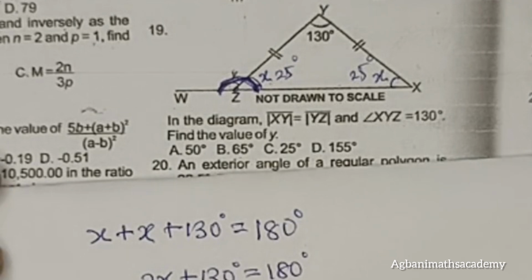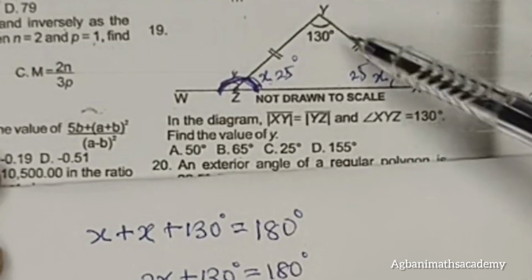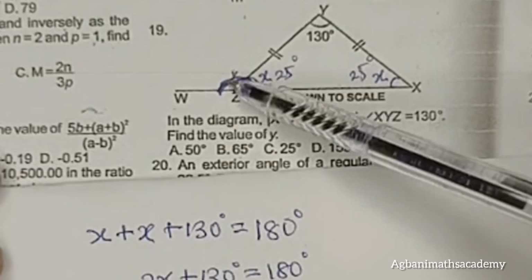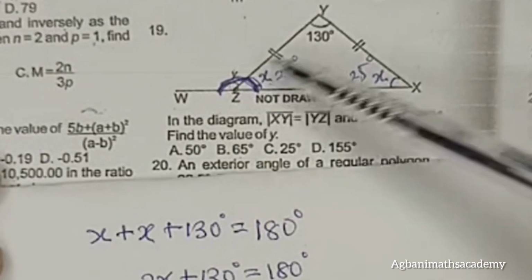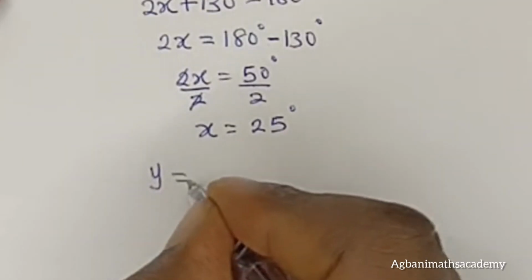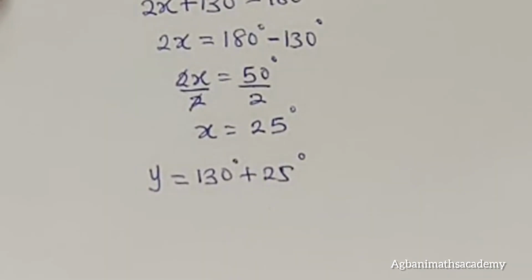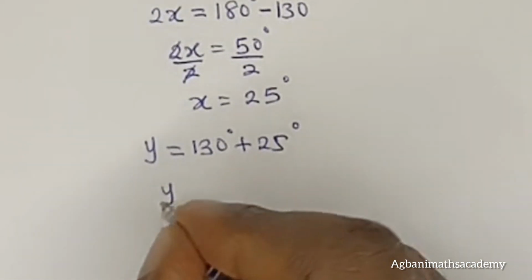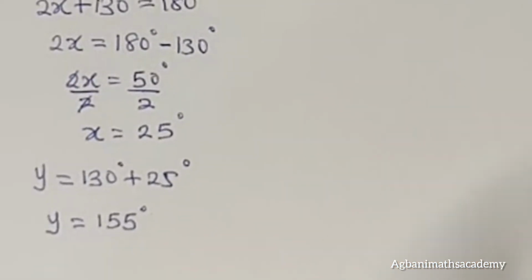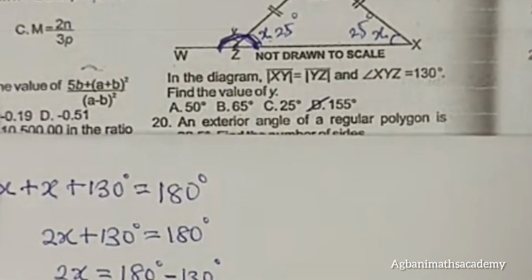You can also use another method. Exterior angle of a triangle is equal to the sum of the two opposite interior angles. So the size of this exterior angle is simply the sum of these two angles. So y is equal to 130 degrees plus 25 degrees. Y is 155 degrees. So that's the value of y, 155 degrees. So D is the correct answer.